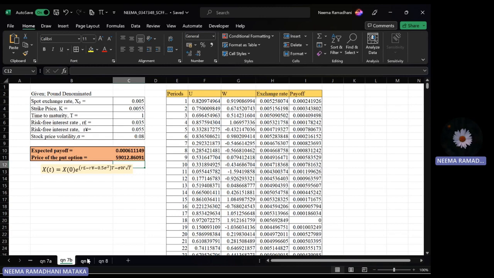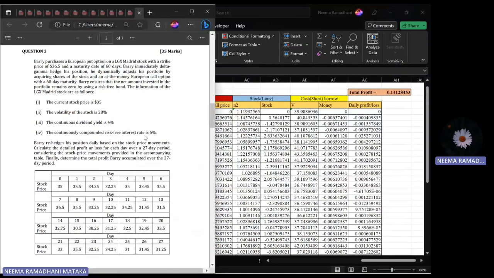So let's do question 3. This is the question. You're told Berry purchases a European put option on LGX Madrid stock with a strike price of 36.5 and a maturity date of 60 days. Berry immediately gamma hedges his position. He dynamically adjusts his portfolio by acquiring shares of the stock and an at-the-money European call option with a 60-day maturity. Berry ensures that the net amount invested in the portfolio remains zero by using a risk-free bond.